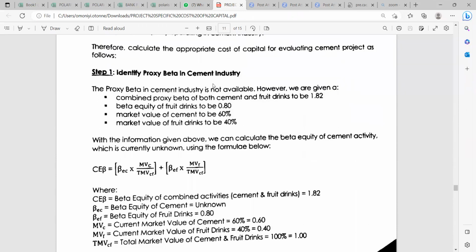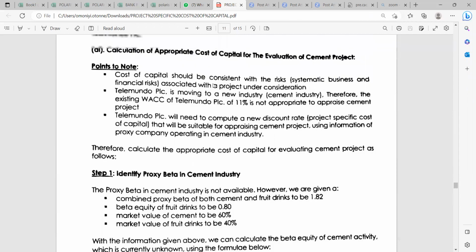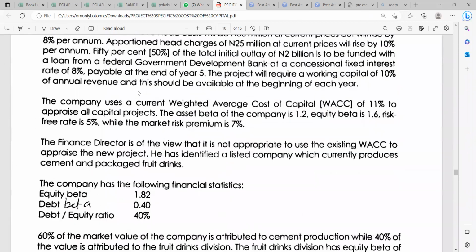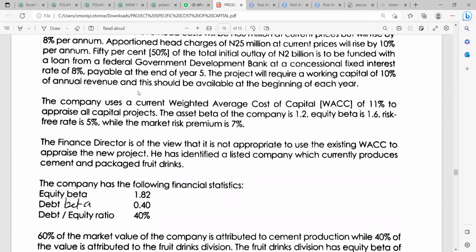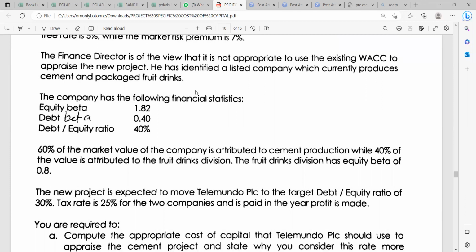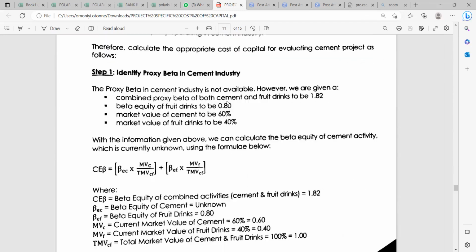Now, you will bring out the information that you were given. You will bring out the combined information. You were given the combined information of the proxy beta of both the fruit and cement to be 1.82. Look at this, 1.82. Where is that place? Look at it. Equity beta is the combined information of both the cement and the fruit division, and they have 1.82. All of this information is what we are going to use to determine the beta factor of what we are looking for. So let's bring out all the information now.